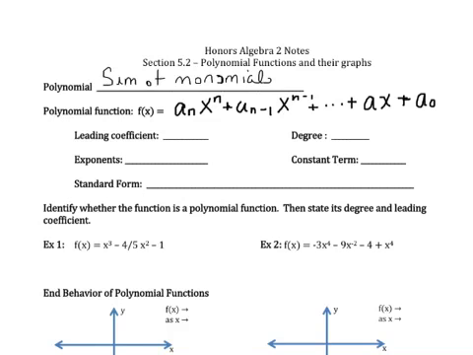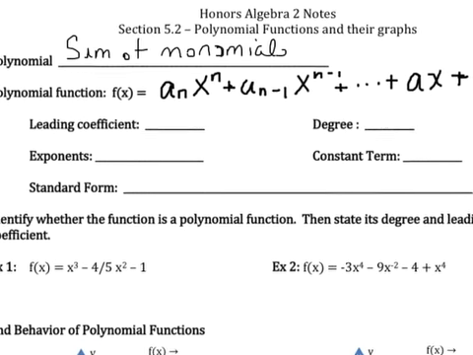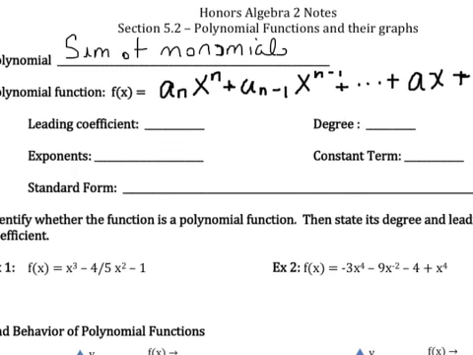Now let's identify the different parts of our polynomial. First of all, our leading coefficient. The coefficient is the number in front of the variable. Leading coefficient is a sub n. And the degree, how big is our polynomial, is going to be n. That's the largest exponent that we have present.